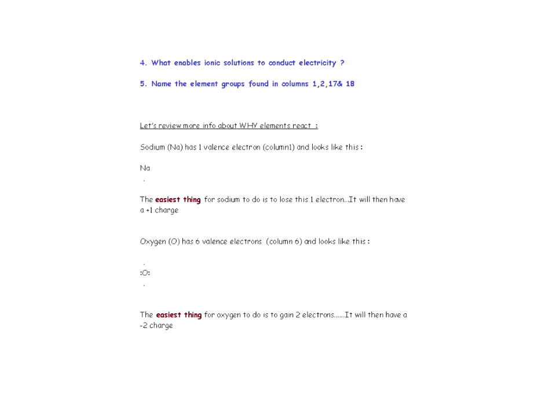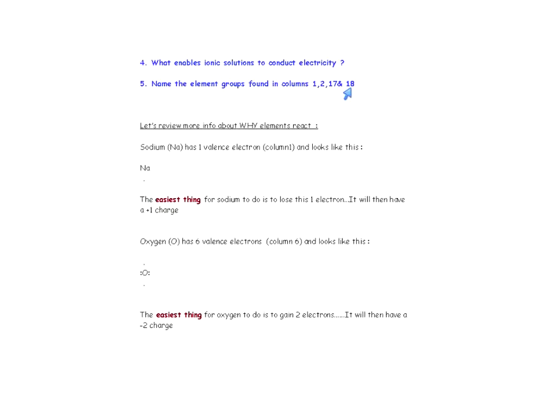Okay, question number 5. Name the element groups found in 1, 2, 17, and 18. If you can't remember them now, that's okay. But do you guys remember any of those? Okay, alkali metals, first one. Second are alkaline earth metals. 17 halogens, and 18 are noble gases. Good stuff, right on.